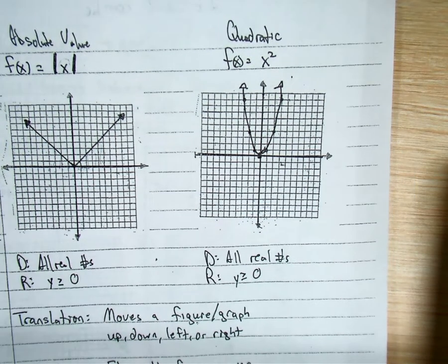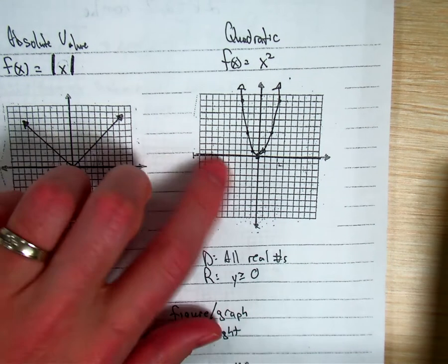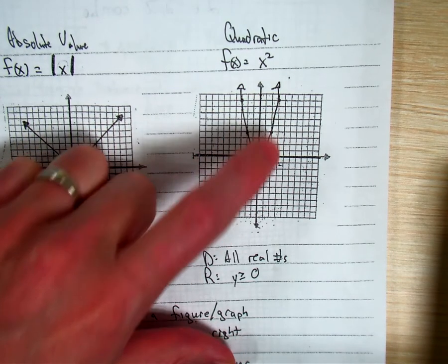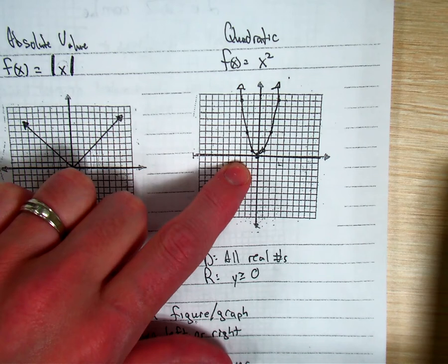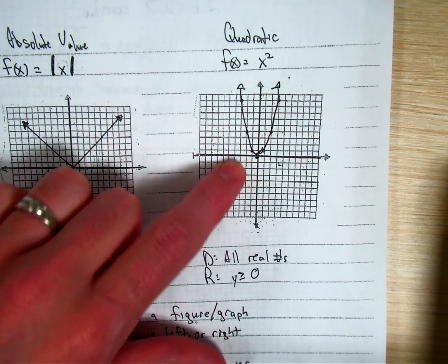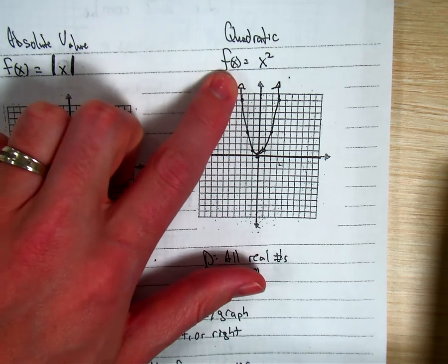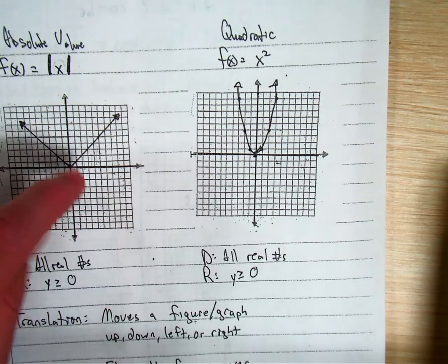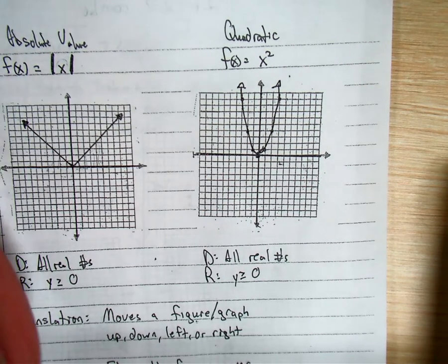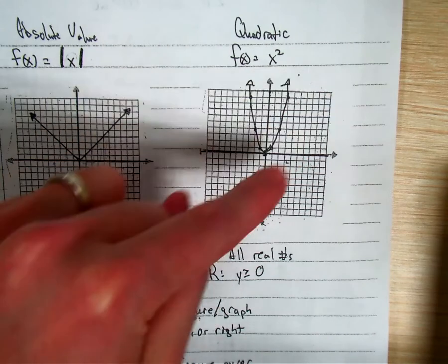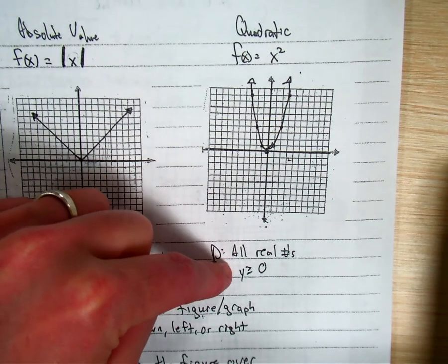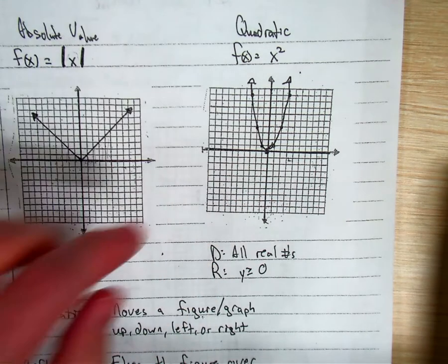Okay, and there's the quadratic function, x squared. So 1 squared is 1, 2 squared is 4, 3 squared is 9. Negative 1 squared is still positive 1. Negative 2 squared is positive 4. Okay, negative 3 is 9. So it's kind of similar to this one, except this one has a constant slope each direction. And this one's getting steeper as we go. Again, all real numbers, and again, our range is greater than or equal to 0.